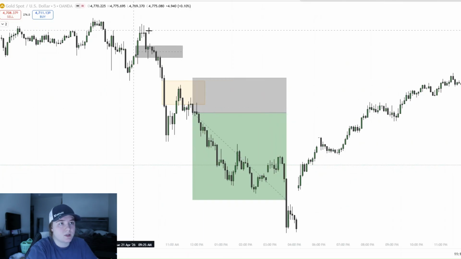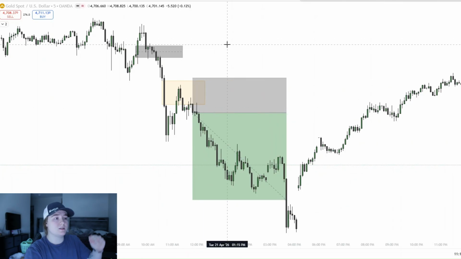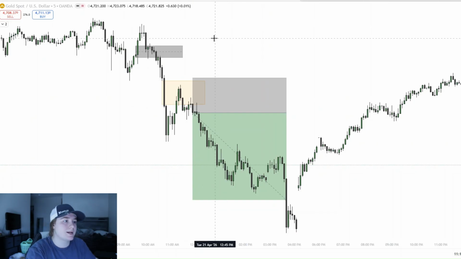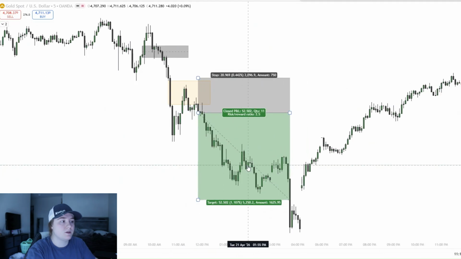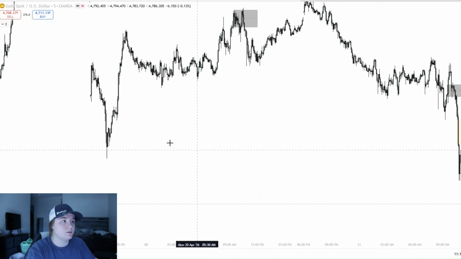You want to see something like this. You want to see wicks. You want to see that price is coming into this range and getting pushed back down. So we have a wick candle here, closure outside, enter, stop loss at the top of that fair value gap, aiming for recent lows, right?